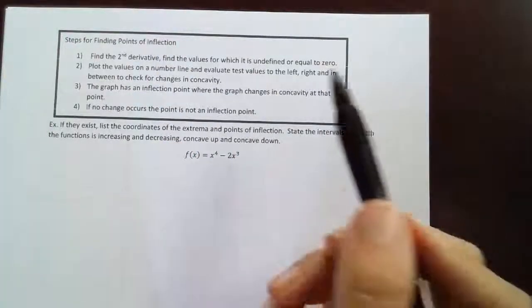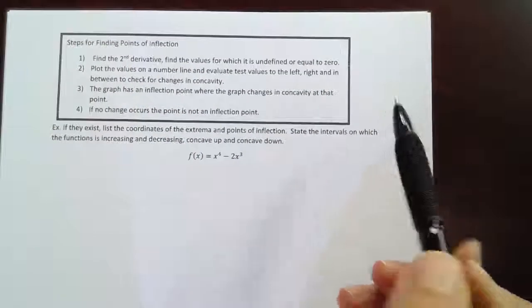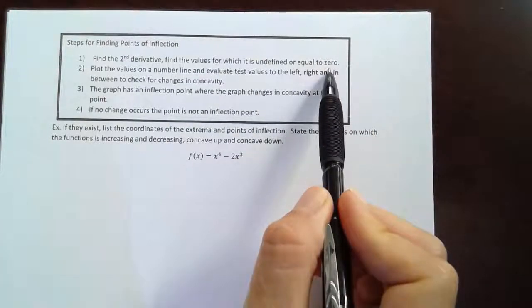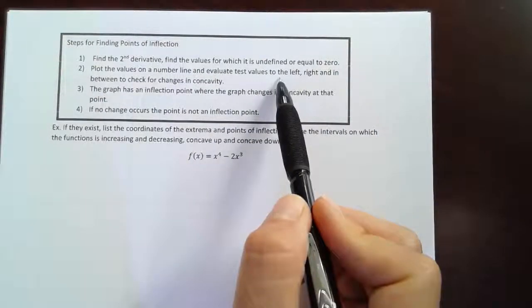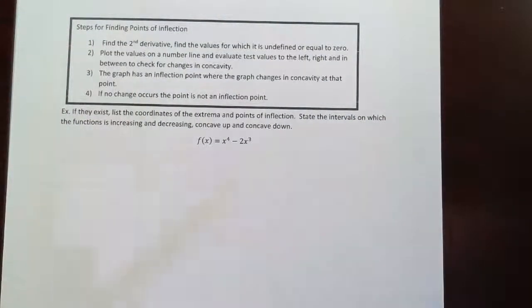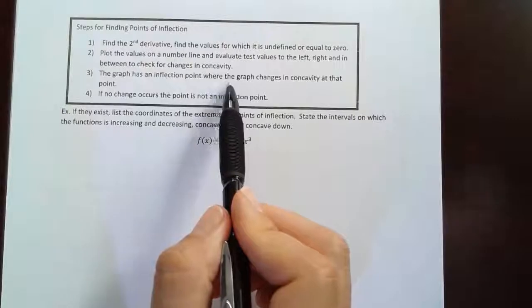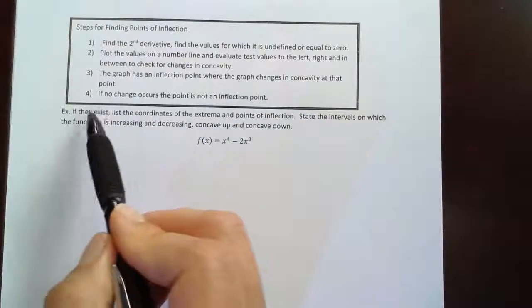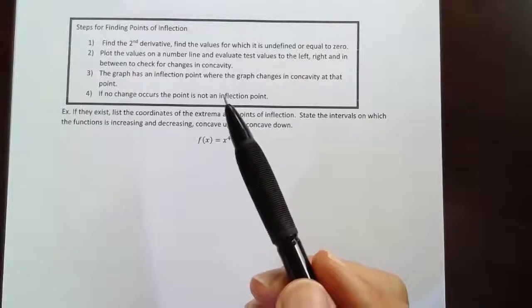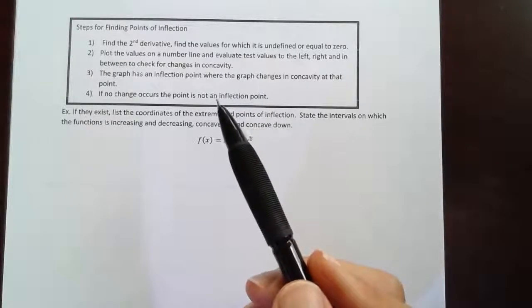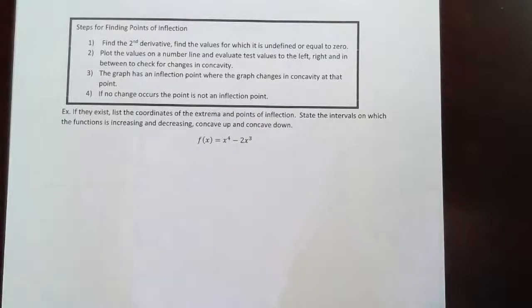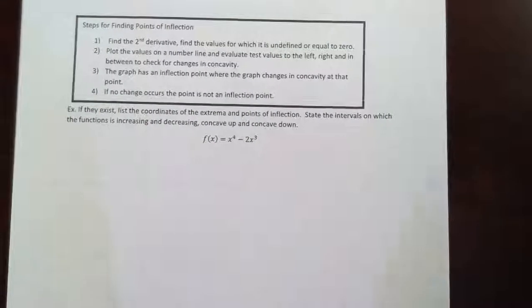So then your steps for finding your point of inflection. Find the second derivative and then find the values for which it's undefined or equal to 0. Plot them on the number line like we just did, test for concavity. The graph has points of inflection where the graph changes concavity at that point. If no change occurs, then it's not a point of inflection. You could find values for which your second derivative is equal to 0 or doesn't exist, but it's still concave up on both sides or concave down on both sides, so there wouldn't be a point of inflection there.